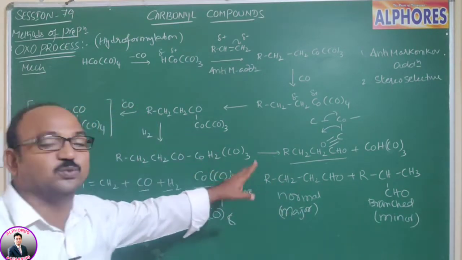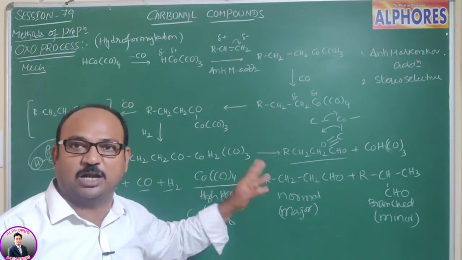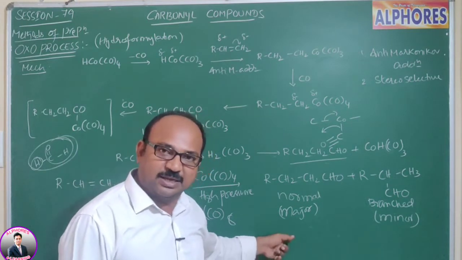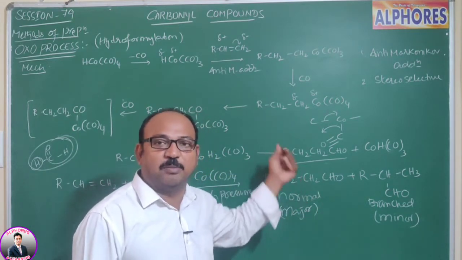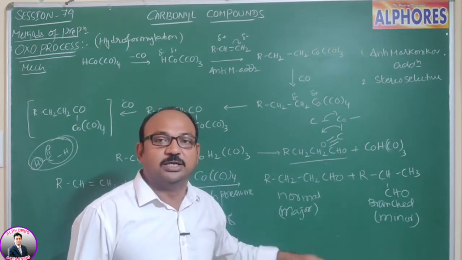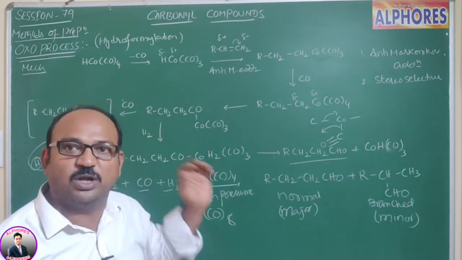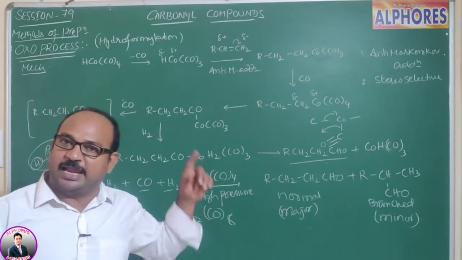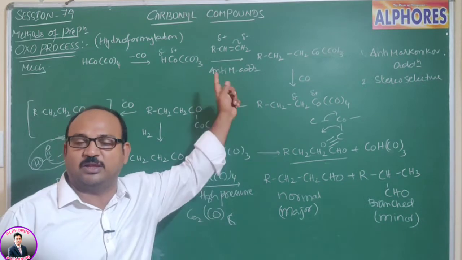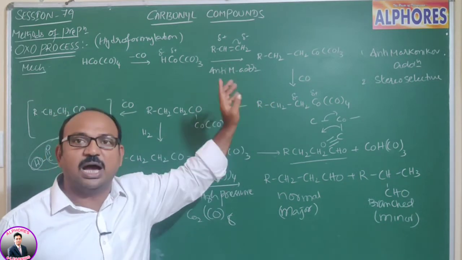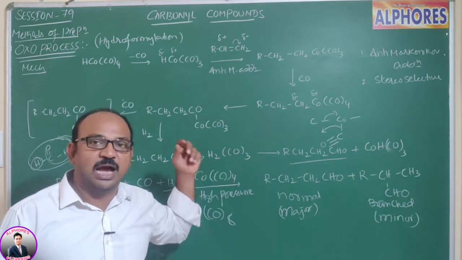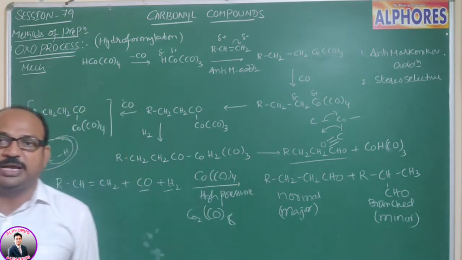So in the oxo process we can prepare only aldehydes, we cannot prepare ketones, and the major product is the anti-Markovnikov product, meaning the unbranched product, and the minor product is the branched product, meaning the Markovnikov product. So this mechanism proceeds only by rearrangement of the alkyl group from the metal to the carbonyl carbon. This only happens, and it does not follow any ionic mechanism or free radical mechanism.